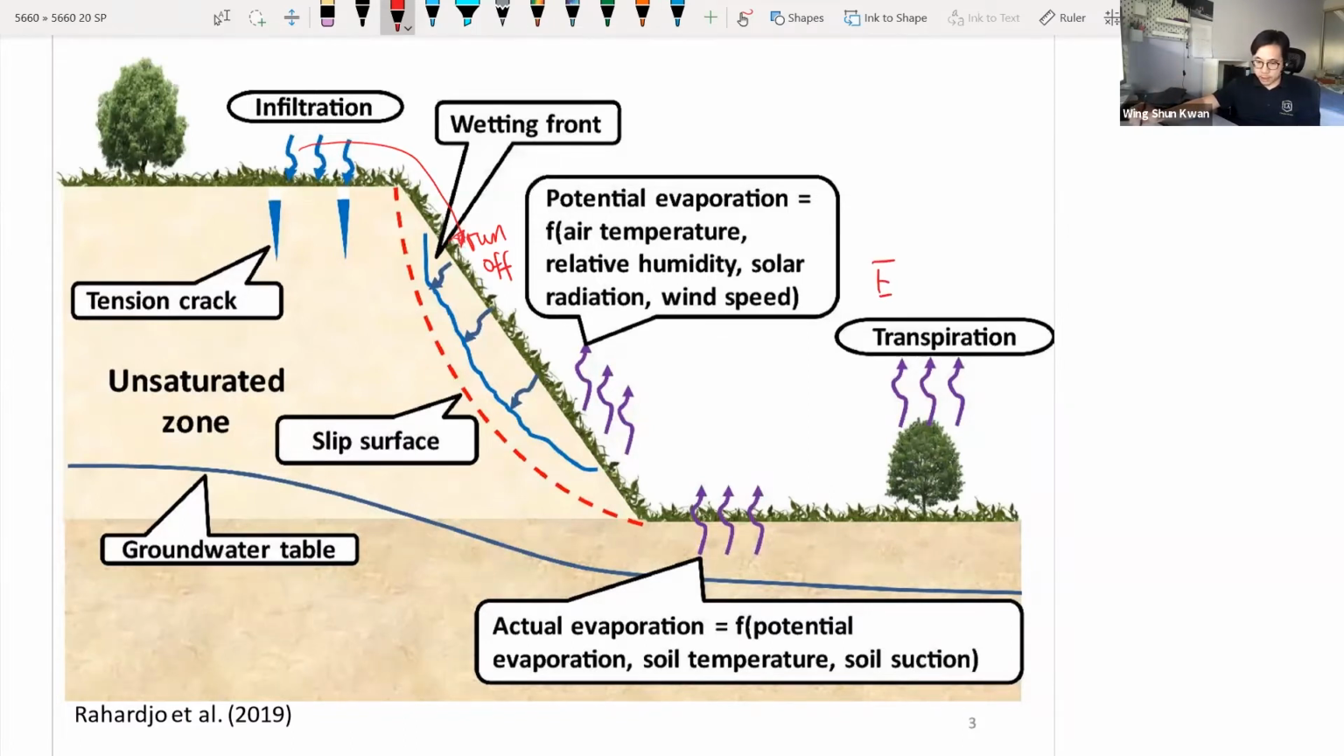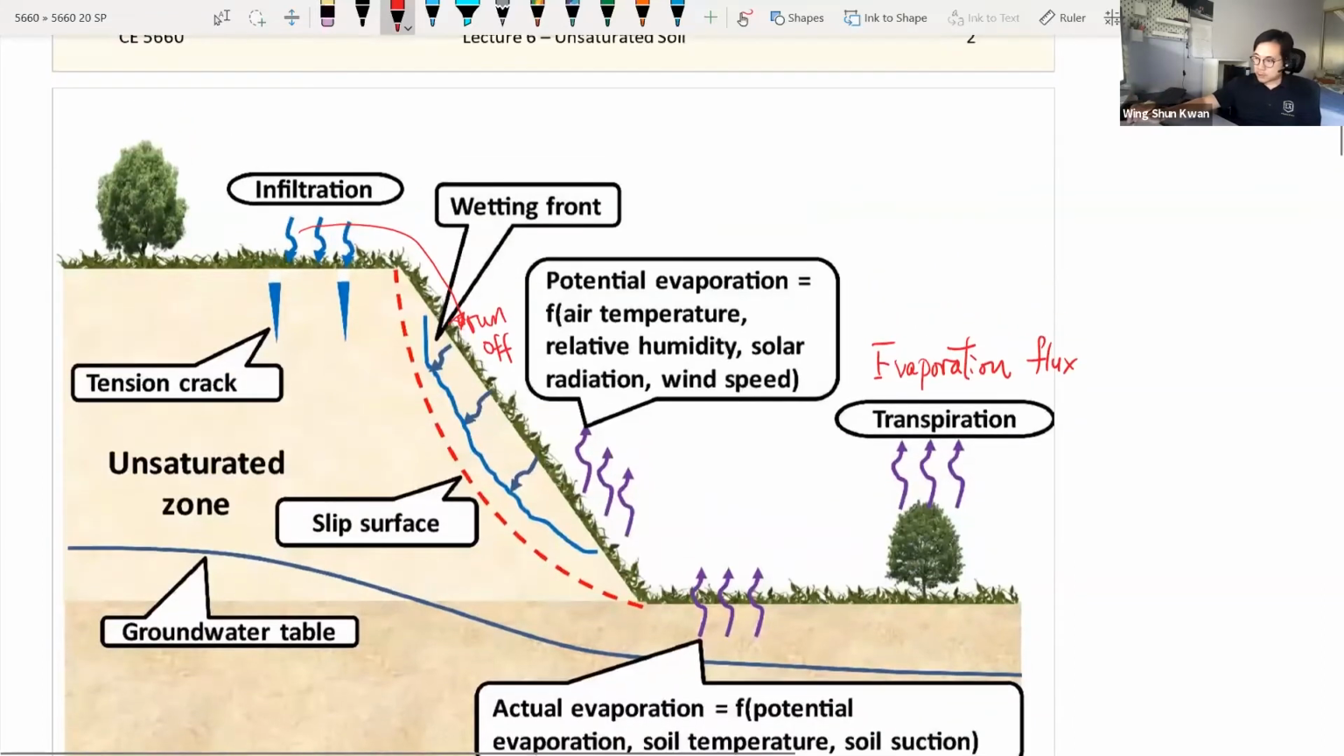So there could be evaporation happening. Meanwhile, water comes in.